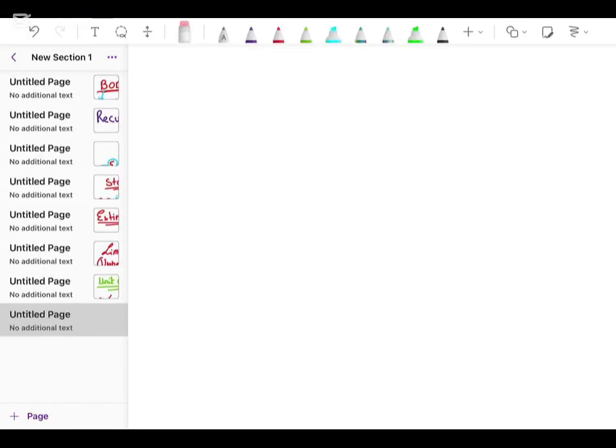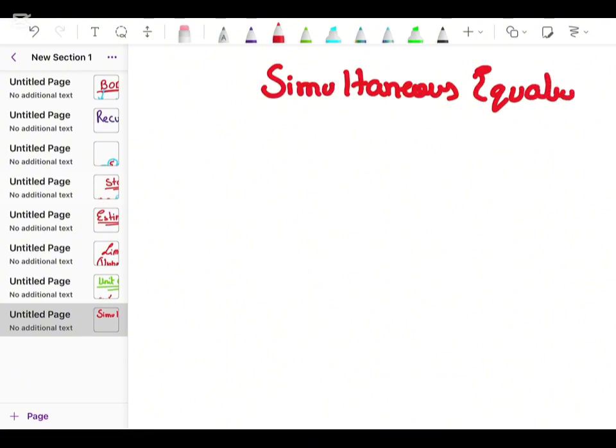In today's class, we will cover the topic simultaneous equation. So today's class topic is simultaneous equation. This is the topic we will cover in this class.